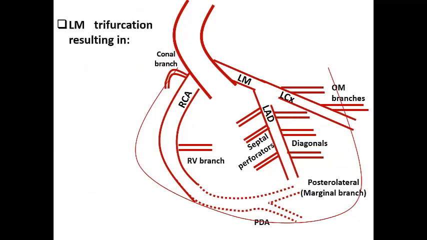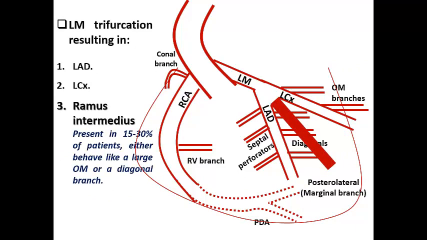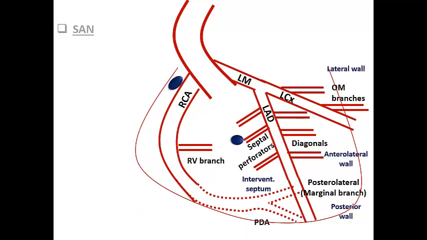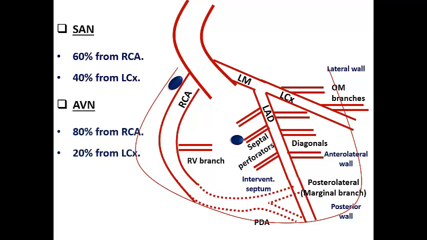We have also left main trifurcation in about 15 to 30% of patients, as we have the ramus intermedius arising between the LAD and LCX, which can behave like a large OM or large diagonal, so it can also supply the lateral wall like the LCX and the OM branches. We mentioned also that the SA node receives its blood supply in 60% of the population from the RCA and in 40% from the LCX, whereas the AV node receives it in 80% from the RCA and 20% from the LCX. So the LCX shares in the blood supply of the SA and AV nodes.